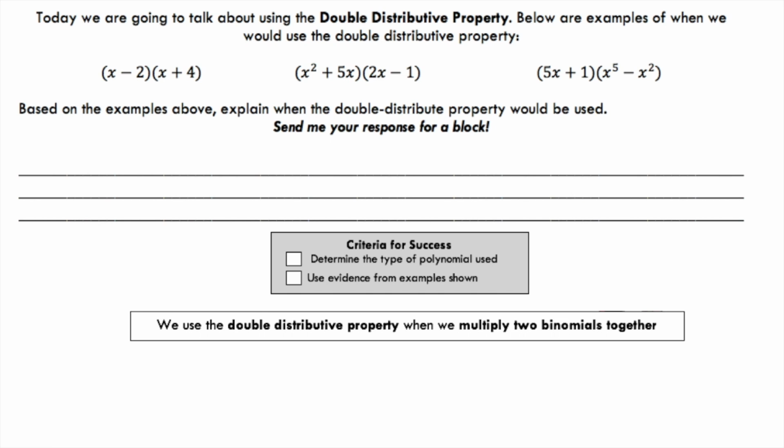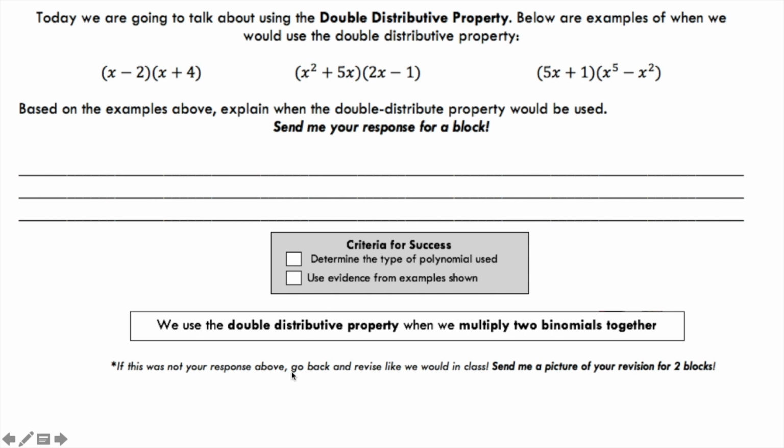So we use the double distributive property when we multiply two binomials together. So binomials is the key point here. You can see each of these has 2 terms. We're multiplying an expression with 2 terms times an expression with 2 terms in each of these examples.